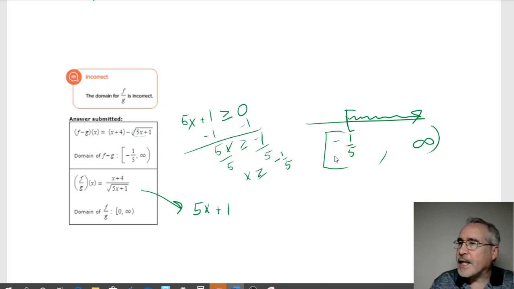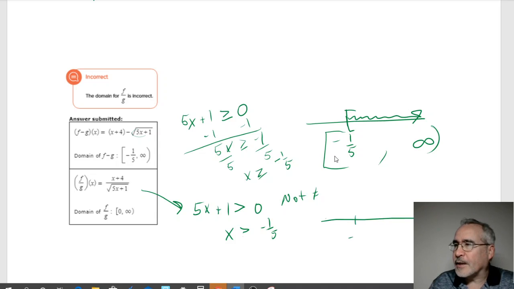So 5x plus 1 cannot be negative, but there's an additional thing here. Because it's in the denominator, it also cannot be 0. So now it's strictly greater than 0. It doesn't have this equal. Not equal to, okay? And when we do all this solving, we get the same thing. We get that x has to be greater than negative, I almost put that equal there, negative 1/5. So it looks so close to this, except instead of a bracket, it's a parentheses. Okay, goes on forever.